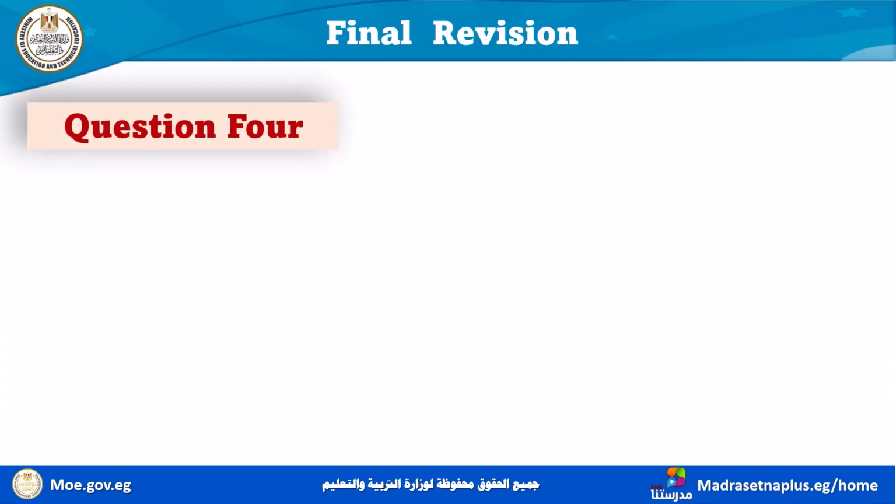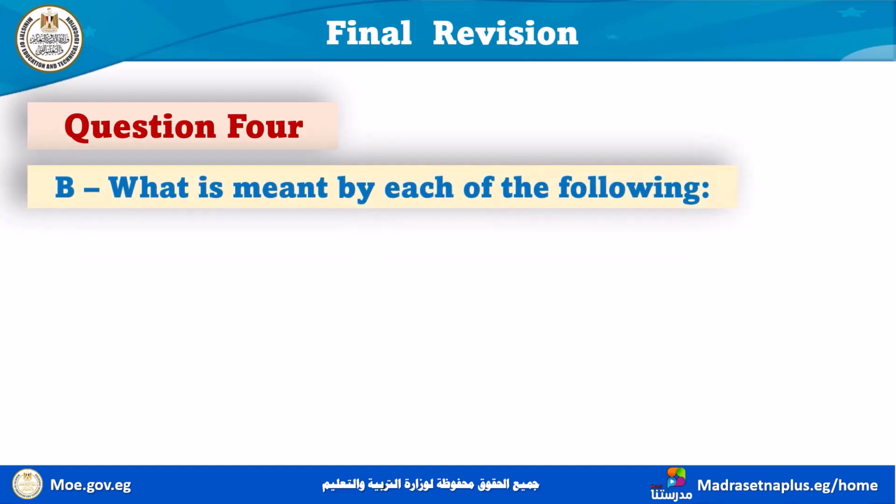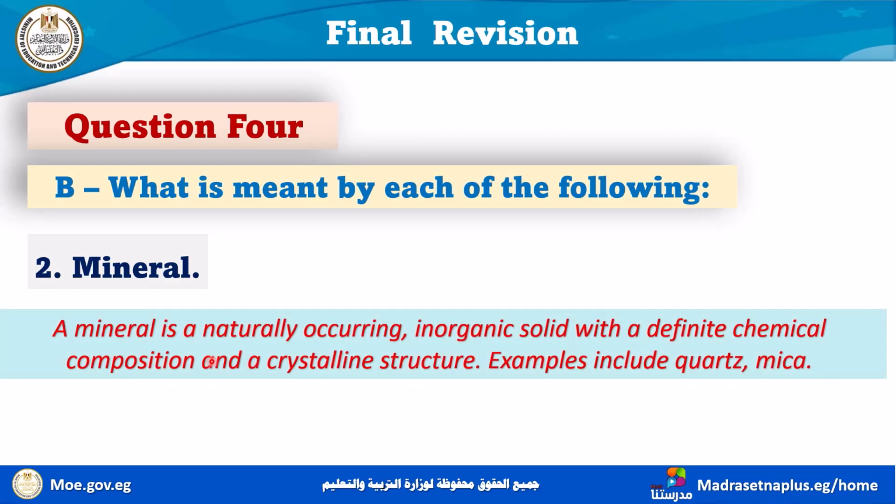Question 4. What is meant by mineral? What is meant by mineral? Let's remember together. Mineral is a naturally occurring inorganic solid with a definite chemical composition, of course, and crystalline structure. Examples of minerals: quartz, mica, feldspar, and many other examples.